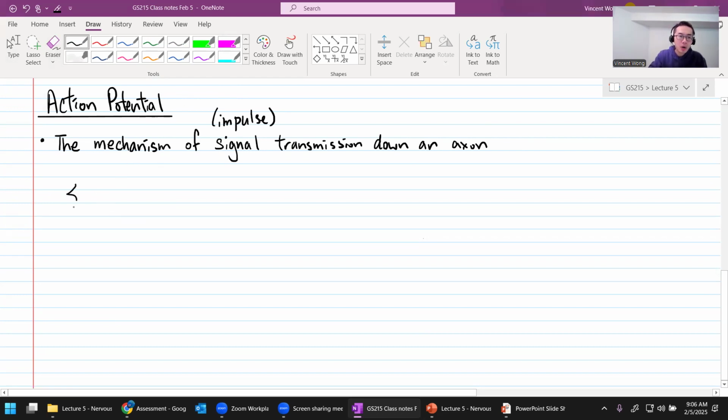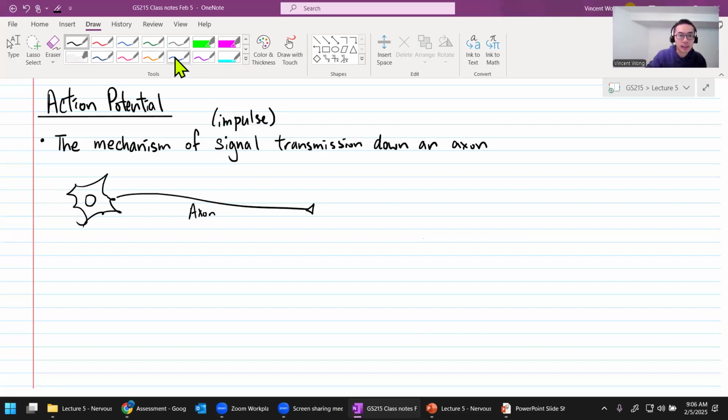Okay, so we already know this is our neuron, and this is the axon. And for simplicity, I'm not gonna draw the myelin, okay? But the signal is gonna go down, right? So I'm gonna explain to you how the signal gets passed down.